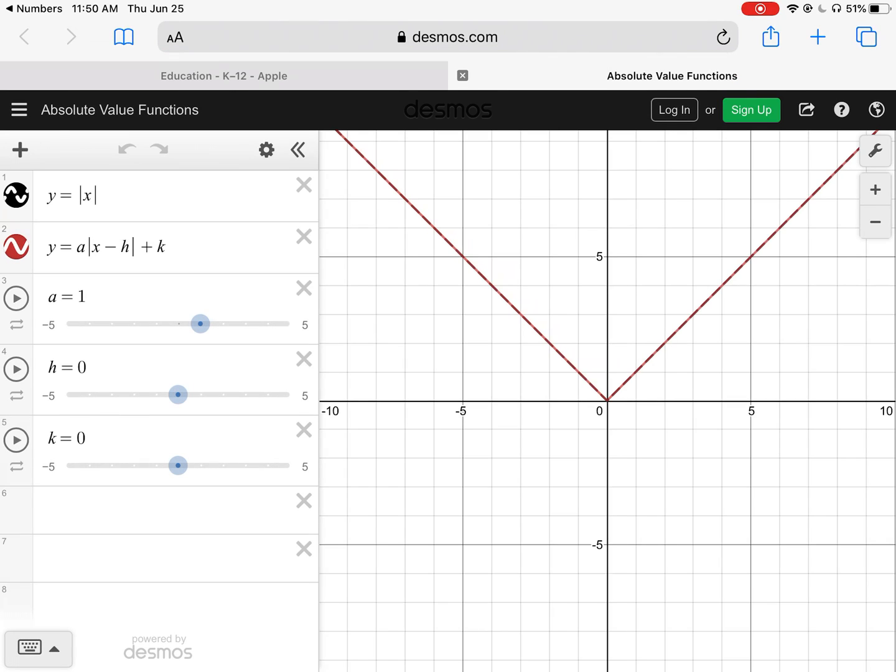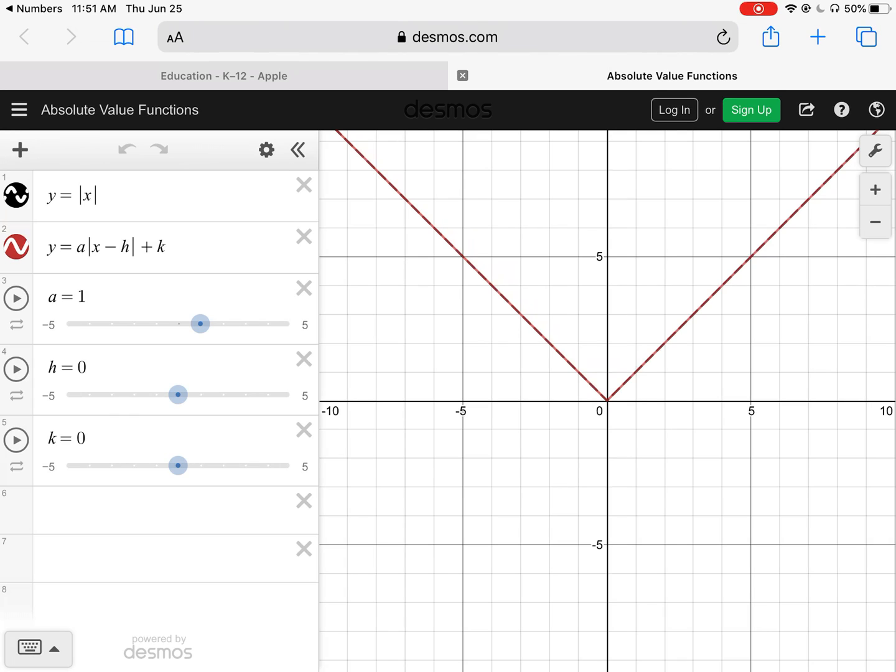Right now you have on your screen the graph of y equals the absolute value of x, which we just did by hand. There are technically two graphs here that are represented with equations in box 1 and box 2, but right now they're representing the exact same equation. Notice I have the slider for a set to 1, and h and k are both set to 0. So that means box 2 is technically y equals absolute value of x.